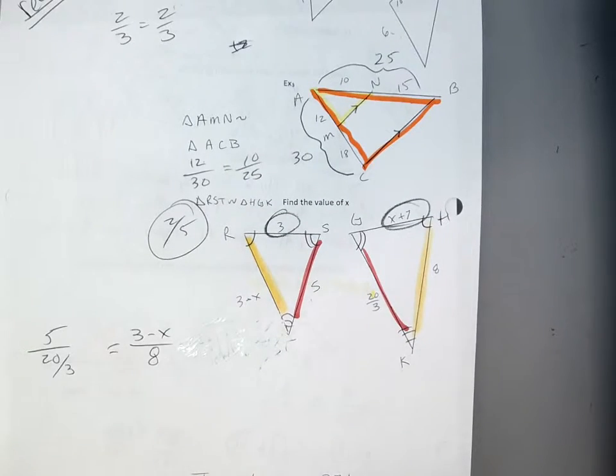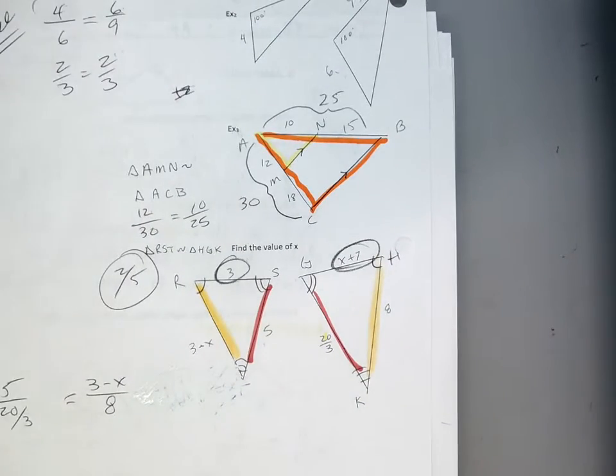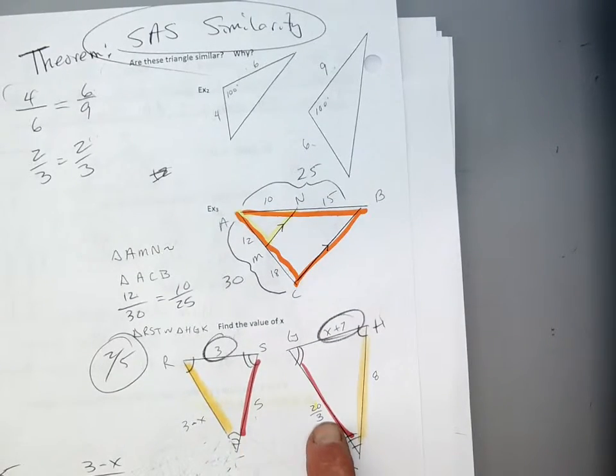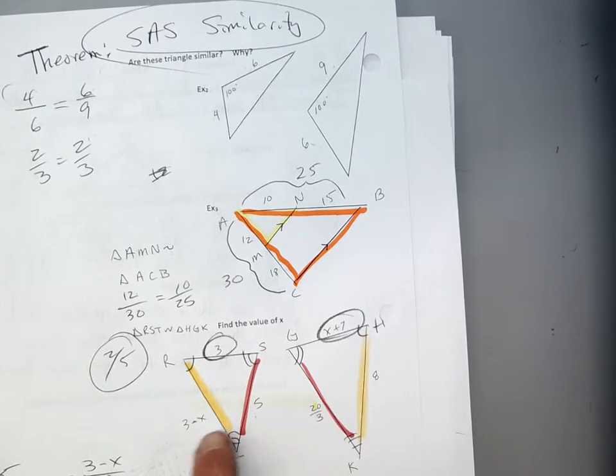Okay, so here we go. Stay awake for a couple of minutes, okay? Check it out. I'm even color coordinated. Yellow goes to yellow, right? Don't those two sides go together? And red goes to red. Those two sides go together, right? So I set up my ratio, and I said, okay, let's do the 5 goes to 23rds as 3 minus x goes to 8. Now I can cross multiply and make this problem much easier.